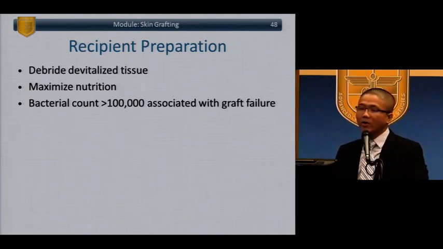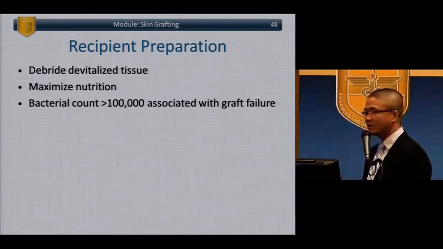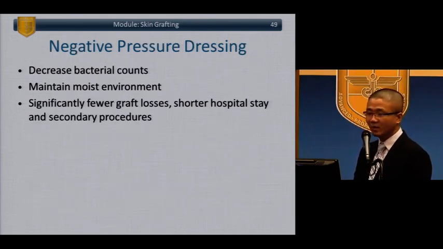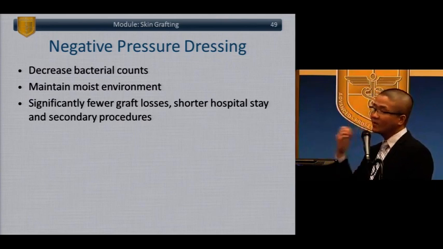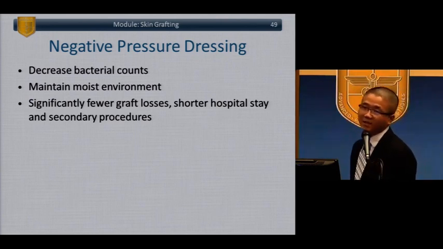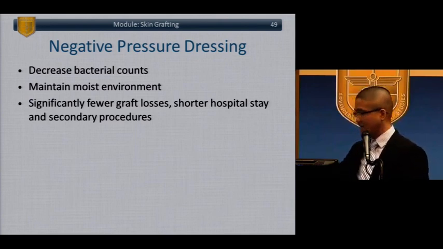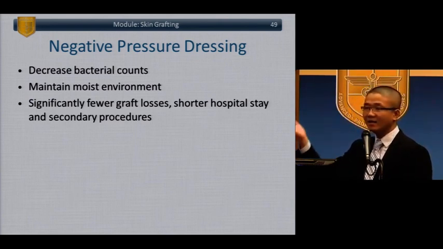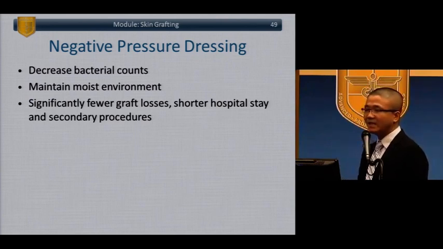All right. Recipient preparation. We want the patient to have as clean skin as possible. We want to maximize their nutrition, and we want to do a little swab to make sure that the area you're taking doesn't have a bacterial count greater than 10 to the 5th, because that's associated with graft failure. Okay. So these negative pressure people should hire me to be their spokesperson, because here I am again talking about how great negative pressure dressings are, because they decrease bacterial load. Well, how does it do that? It's very physical. It just literally sucks it all out, doesn't it? It doesn't allow bacteria to sit there and proliferate. It maintains a moist environment.